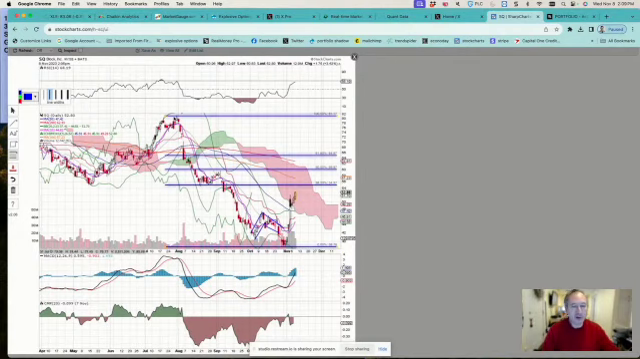So take a look at Square, a former Square. It's called Block now. SQ is the symbol.